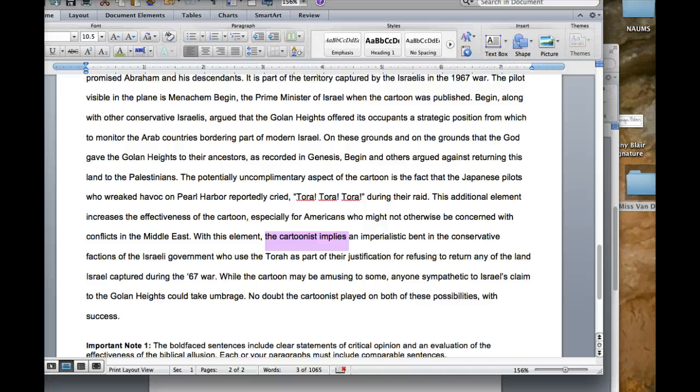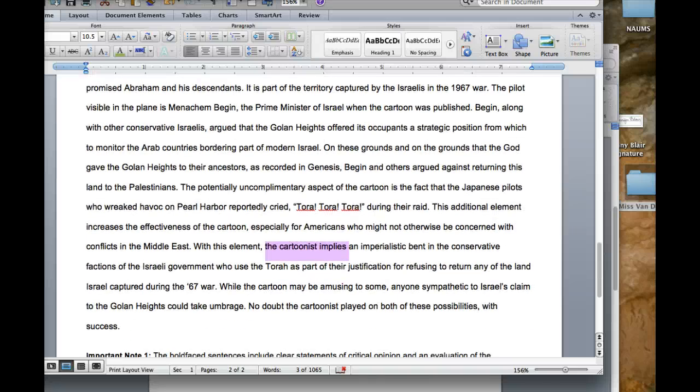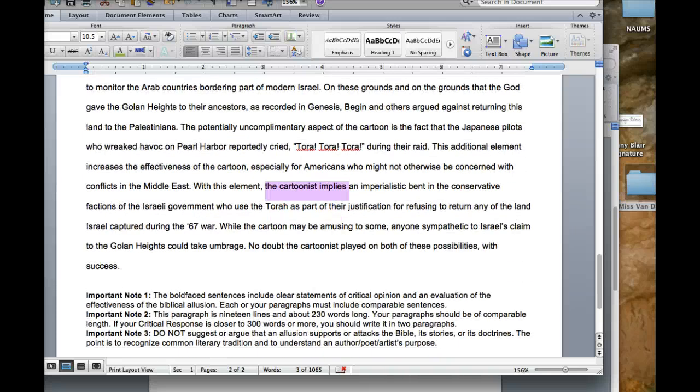And then they end on, while the cartoon may be amusing to some, anyone sympathetic to Israel's claim to the Golan Heights could take umbrage. No doubt the cartoonist played on both these possibilities with success. Okay, so this is their critical response to one cartoon. Notice it's one paragraph, but it's a really well-written paragraph, and you're going to write 7 of these.